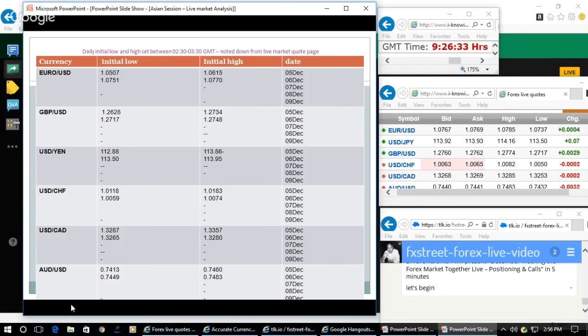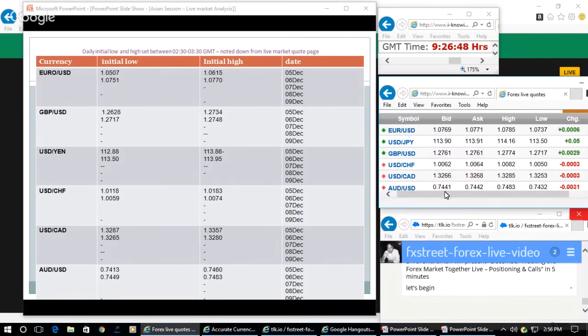In the case of Australian dollar, 0.7449 is the initial low. They just breached, came down to 0.7432 and are holding below that of the initial low. The high is 0.7483. They have not breached it. So we come across different conditions.